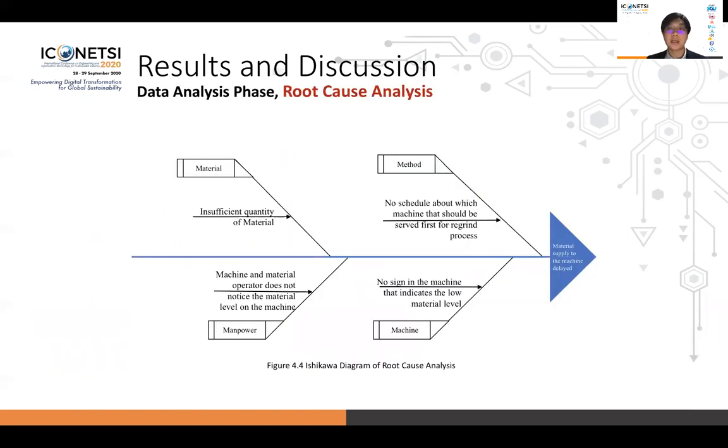Then in the data analysis phase, I do the root cause analysis. In the root cause analysis, I have 4 categories. The first is material.